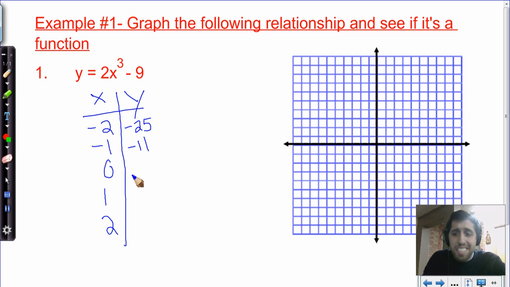0 to the third power is 0. If you're multiplying 3 zeros, it'll be 0. 0 times 2 is 0. Minus 9. 0 minus 9 is negative 9.